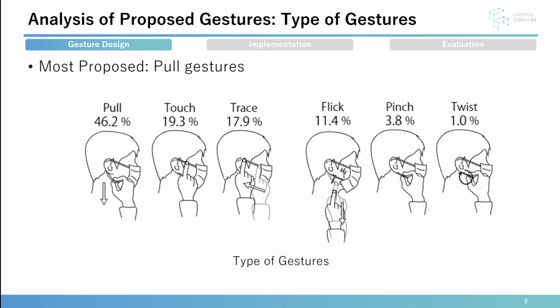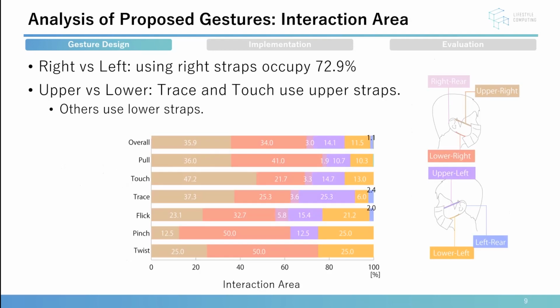Next, we analyzed the proposed gestures. We categorized the gestures into 6 types: pull, touch, press, click, pinch, and twist, and found that pull gestures were the most proposed. About the interaction area, we categorized the area into 6 groups. Comparing right and left, 72% of cases use the right strings. We think this was because all participants were right-handed. Comparing the upper string gestures and lower string gestures, press and touch gestures are often performed on the upper straps and others on the lower straps.